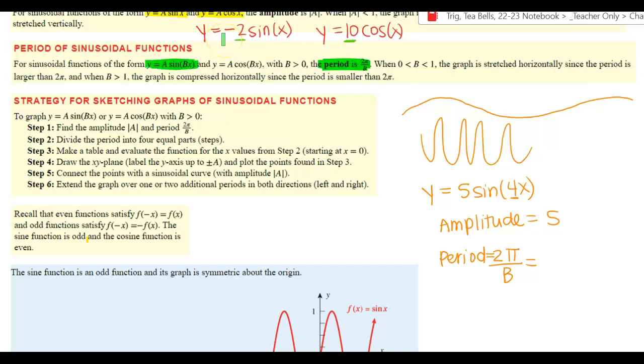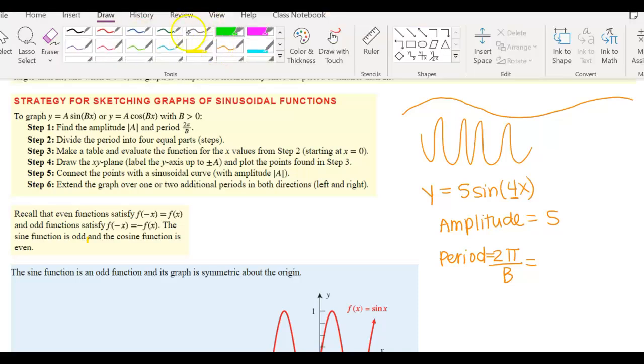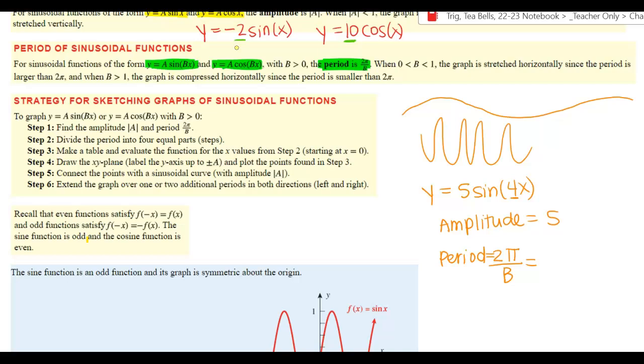We can see that here with sine and cosine. We're going to take that coefficient and divide 2 pi by it. Our coefficient is, no, not 5, it's 4. And we can simplify 2/4 to 1/2, so this would become pi over 2. That means that instead of waiting all the way from 0 to 2 pi, we would be able to get through an entire cycle in just 0 to pi over 2.